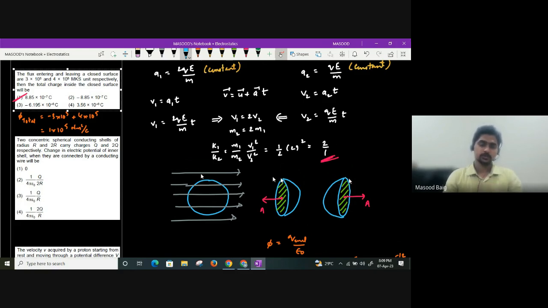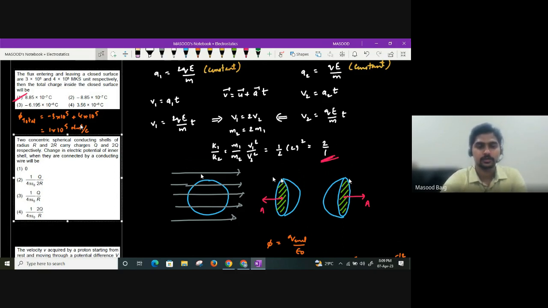Total flux, as you all know, it will be flux entering plus flux leaving. So you'll get it as 1 into 10 power 5. And from Gauss law, flux can be written as Q enclosed divided by epsilon naught. Understood all of you? I hope it is clear.